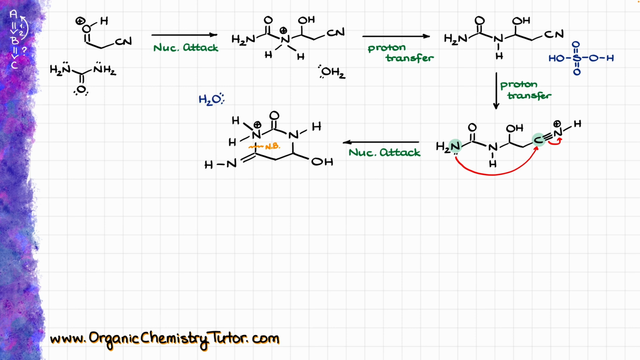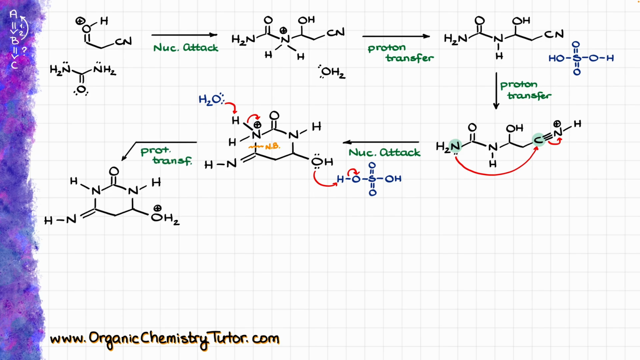So first, I'm going to bring another equivalent of water here to deprotonate this nitrogen. Then I'm going to bring another equivalent of sulfuric acid to show that I'm going to be protonating the OH group like so, ultimately giving me the following intermediate over here.